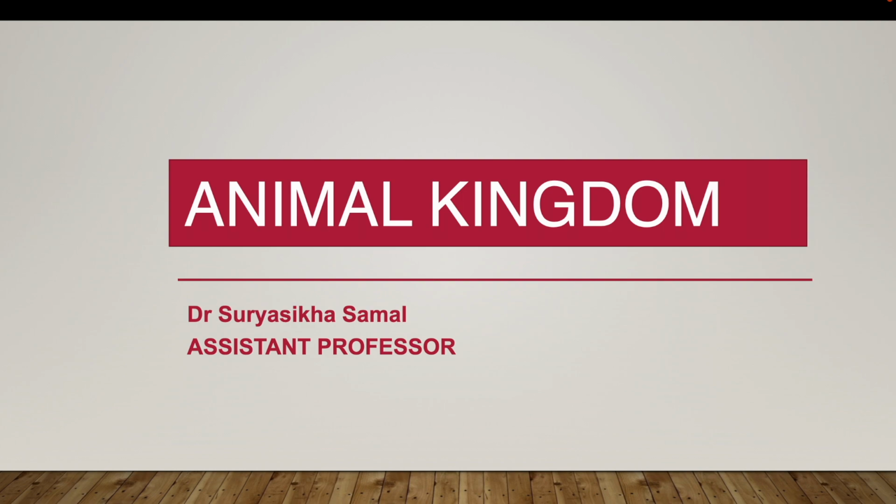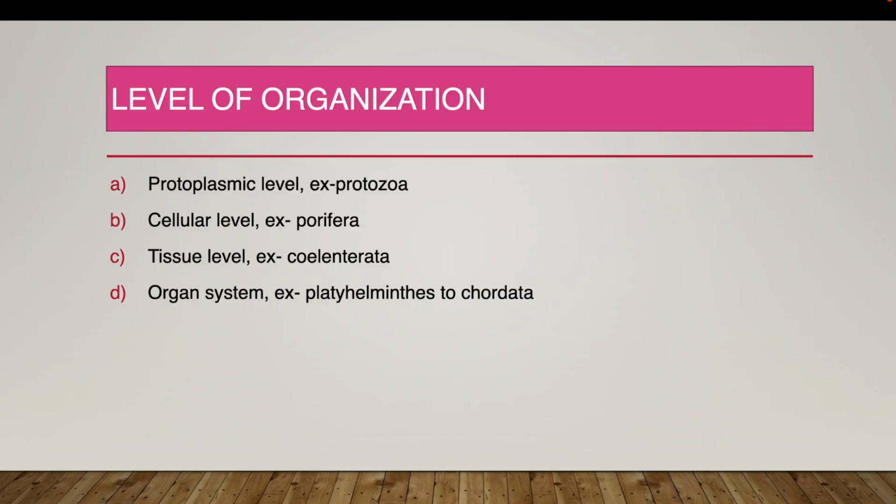Hello everyone. Today we are going to discuss the topic of the animal kingdom. Here we are going to discuss how the animals or the organisms have been categorized into different groups. So the first feature of animal kingdom classification is level of organization.